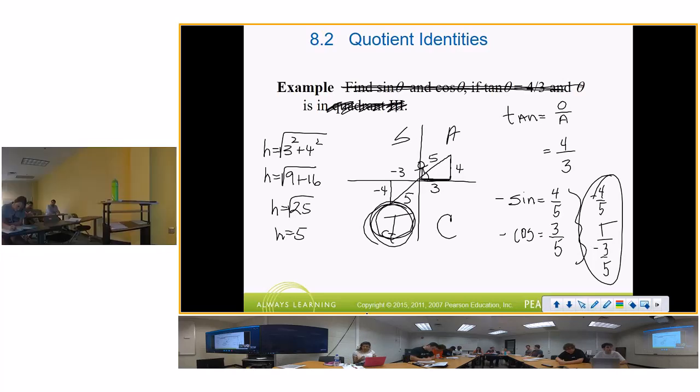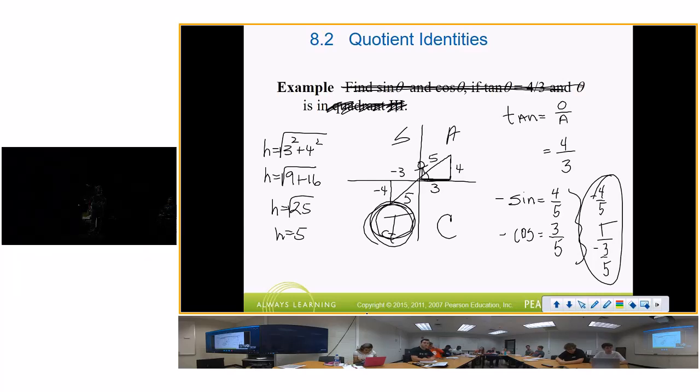In the second quadrant, see what it would be. Find the sine and the cosine in the second quadrant.